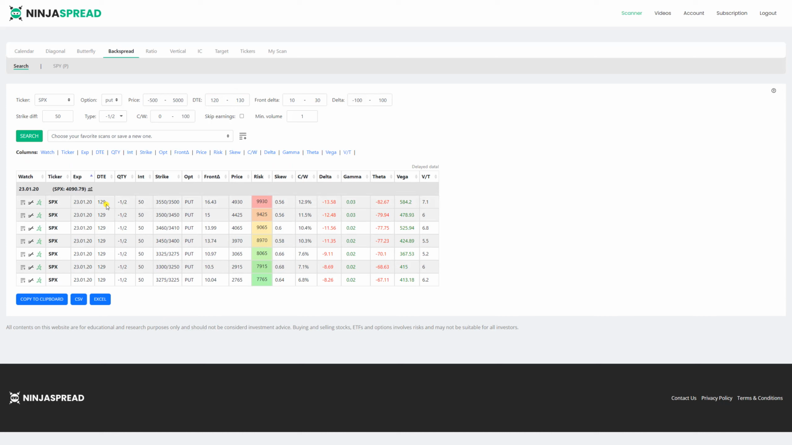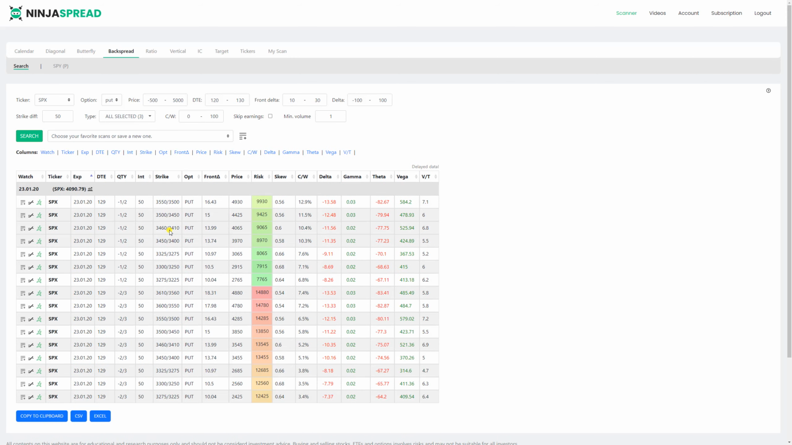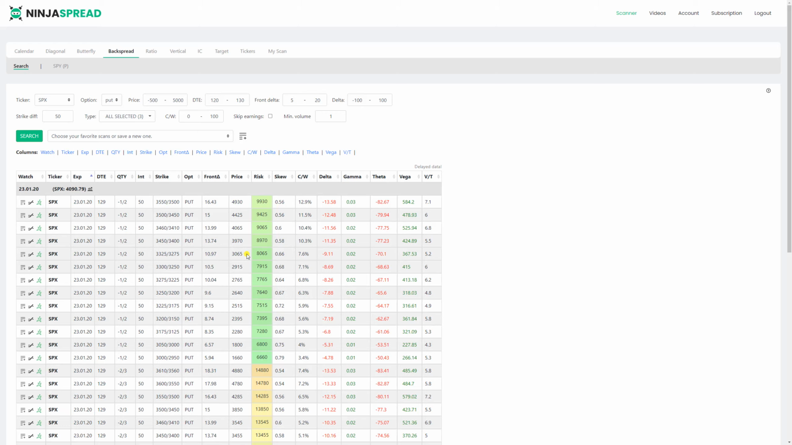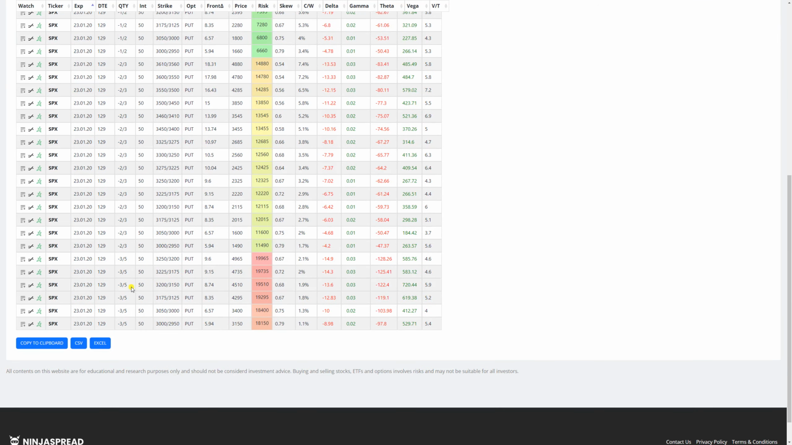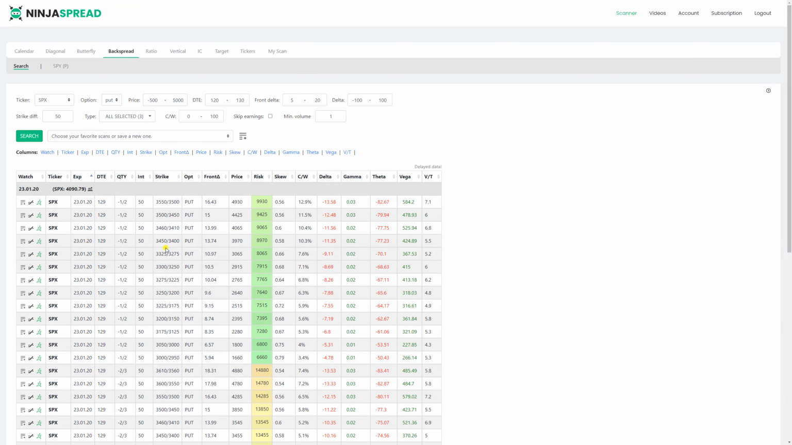So here you can see only 129. And let's compare the standard ones with the other ones as well, and see how they compare. You see 2 to 3, and there is no 3 to 5 because of the price, I guess. And the front delta should be a little bit lower, just to give you another idea or another example. Here you can see 3 to 5, 3 to 5 again with 50 strike differences.